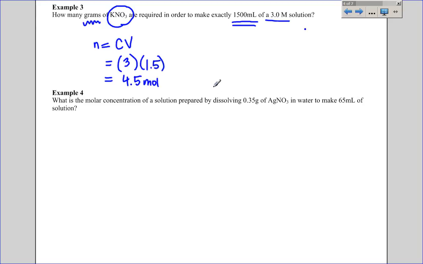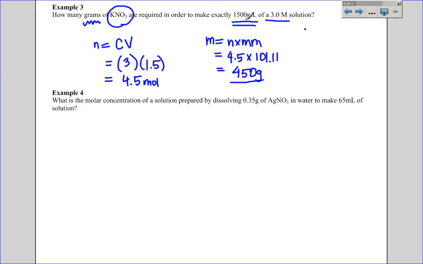So I know how many moles are required to make the solution, but in order to actually prepare it in the lab, I've got to determine how many grams that is. So I need to use my second very important formula. Moles is equal to mass over molar mass. I rearrange it, so my mass is my moles, which are 4.5, times the molar mass of potassium nitrate, which is 101.11. And what I find is that I need 450 grams.